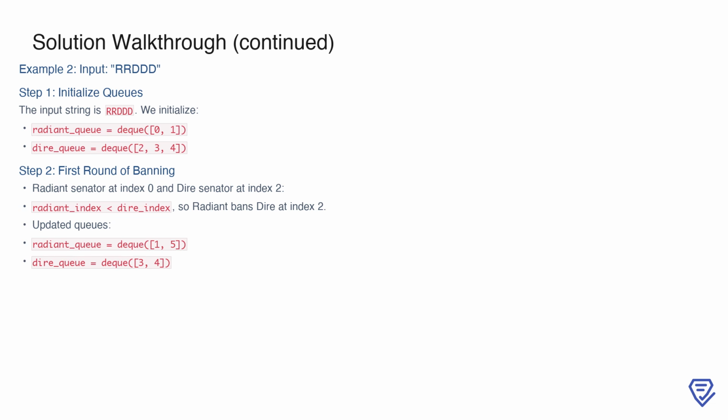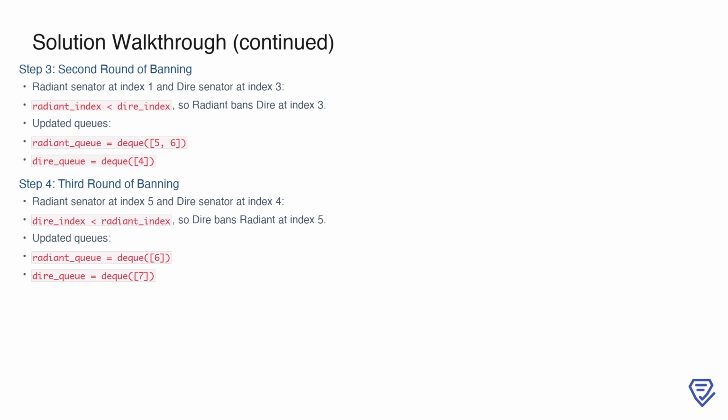For the first round of banning, the radiant senator at index 0 and the dire senator at index 2 are dequeued. Since the radiant senator's index is smaller, it bans the dire senator at index 2. The banned dire senator is removed, and the radiant senator is re-enqueued with a new index of 5. The updated radiant queue now contains 1 and 5, while the dire queue is updated to contain 3 and 4.